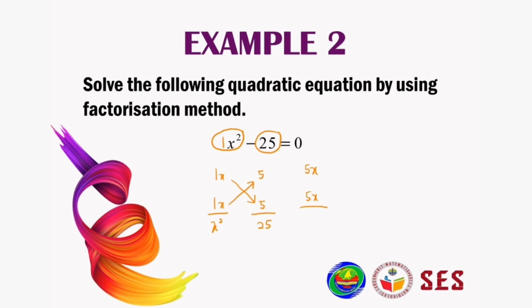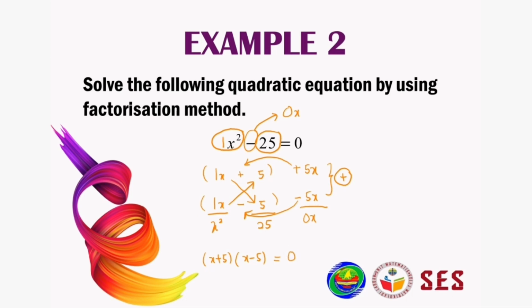Next, we need to decide which signs to use so that when we add up these two, we will have 0x in the middle. So for this case, when we put plus 5x minus with 5x, we will have 0x. And now we will use plus sign for the first factor and negative sign for the second factor. And when we write these factors, it will be x plus 5 from the first factor and x minus 5 from the second factor equals to 0 on the right hand side.